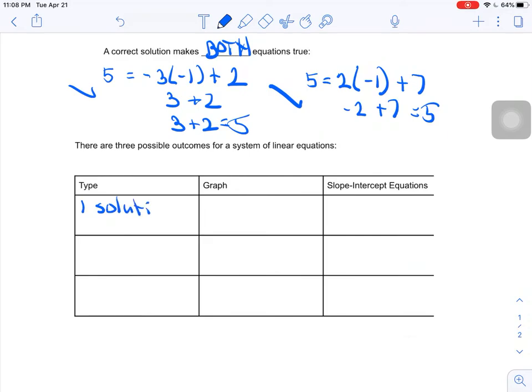one solution, which means you're going to get a coordinate for your answer. So you would have something that looks like that for your answer. And on the graph, it's going to look like 2 intersecting lines.